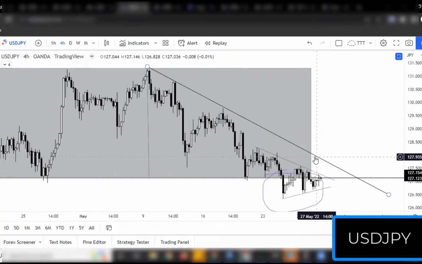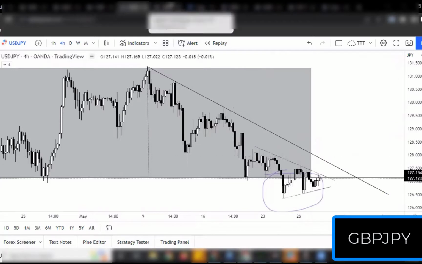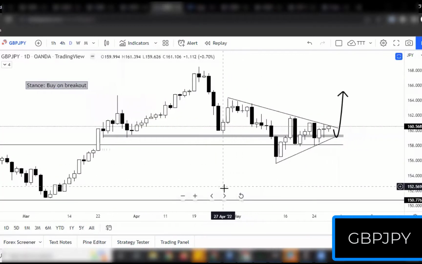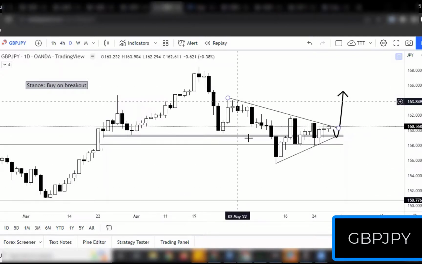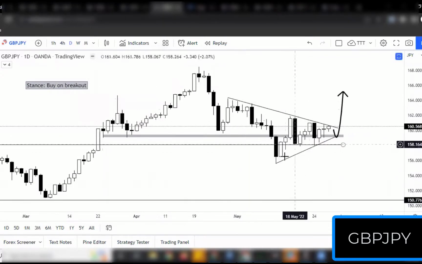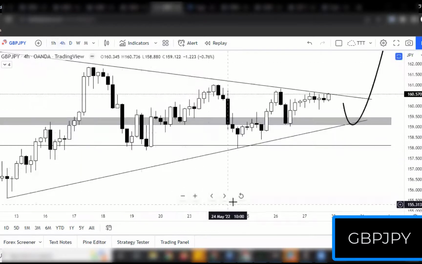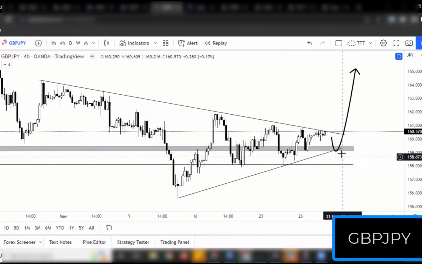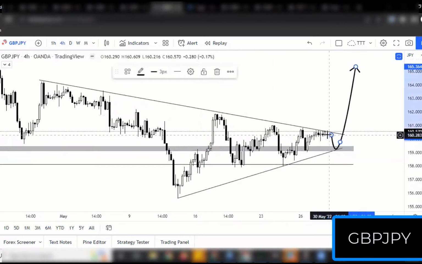The last one is Pound JPY. While Pound JPY has a similar pattern like USD JPY, it is trading in an ascending triangle and looks like it is giving an upside breakout. Let me share. Yes, looks like the price will make a breakout right in the first session of Monday.